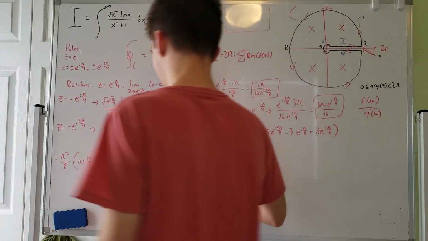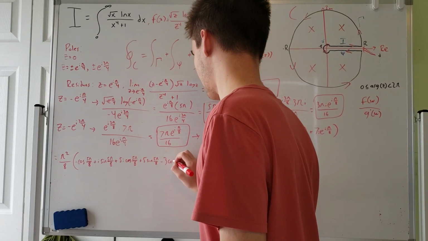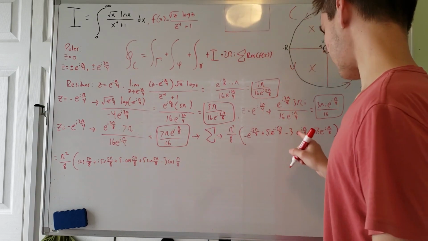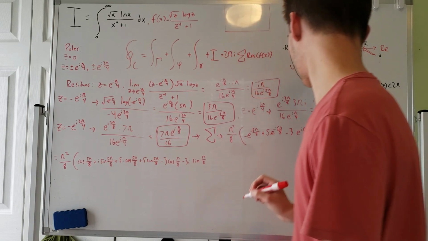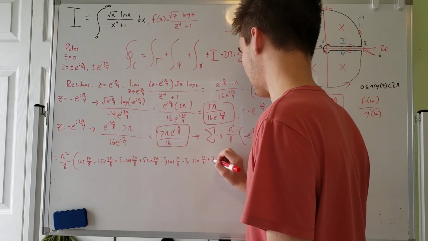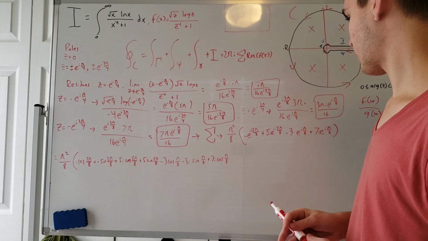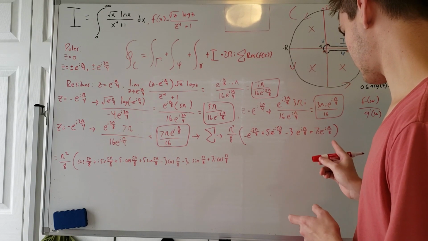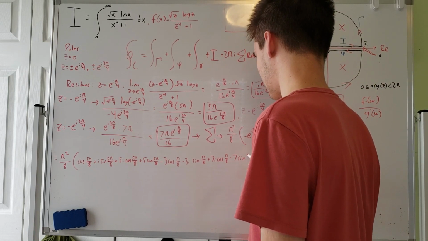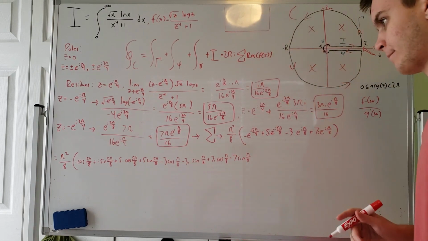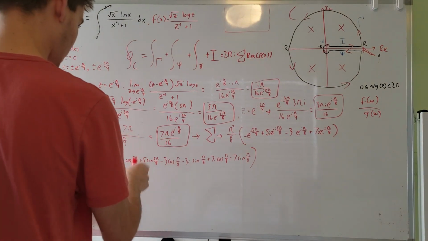Yeah. Okay. Then next, we're going to have minus 3 cosine pi over 8 minus 3i sine pi over 8. And then finally, we're going to have 7i cosine pi over 8. Right? Yeah. And then minus 7 sine pi over 8. I think that's it. Should have 8 terms, right? 1, 2, 3, 4, 5, 6, 7, 8.